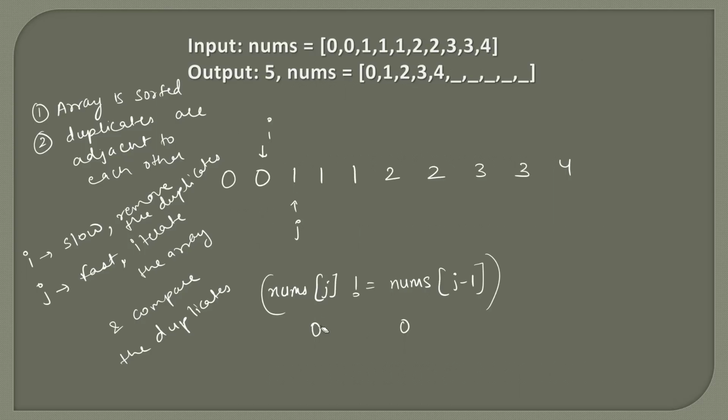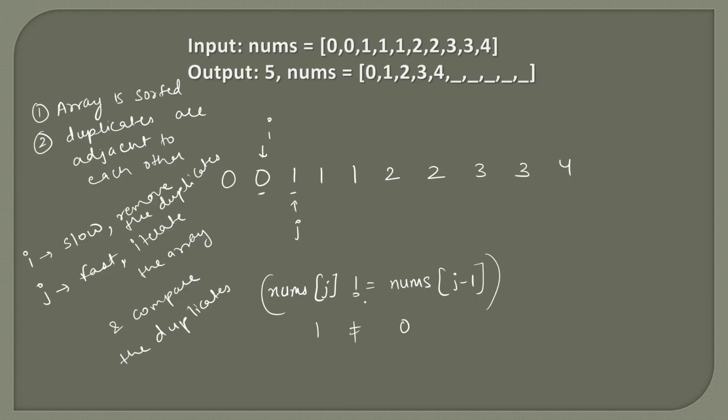Now value at jth index is 1 and j minus 1th index is 0. So 1 is not equal to 0, so this condition comes out to be true. Whenever this condition comes out to be true, it means that we have found a unique element because the element just before that is different from this. It simply means that when we compared these two elements, they were not equal. So the current integer is actually a unique integer which we need to keep in the array.